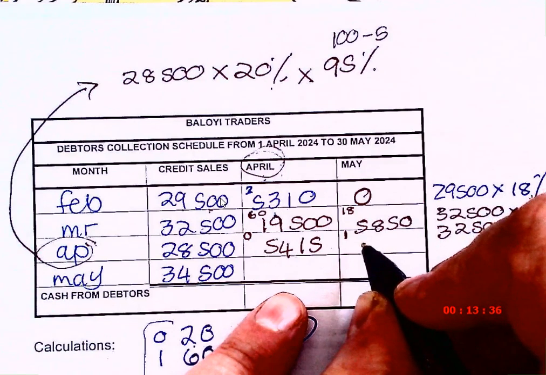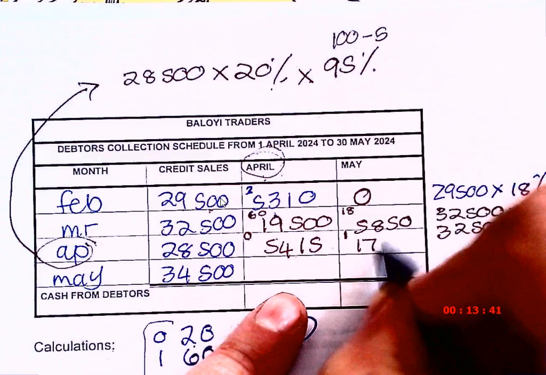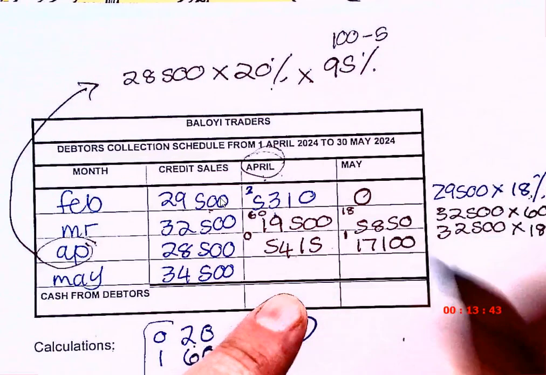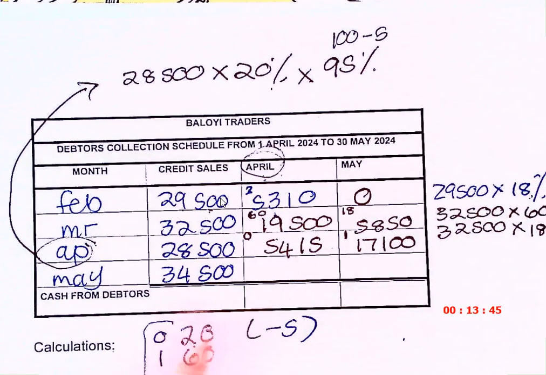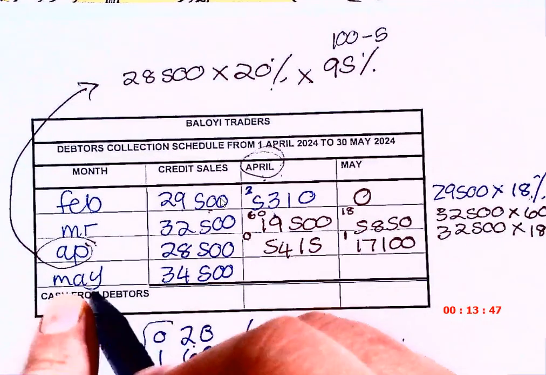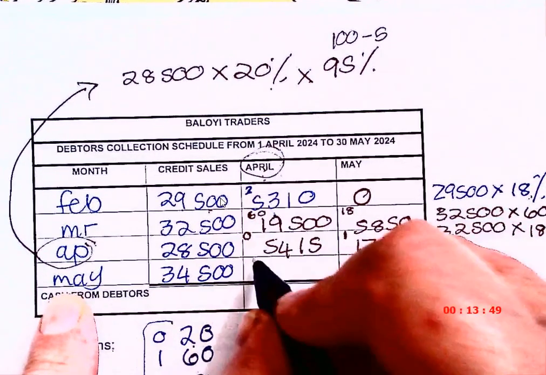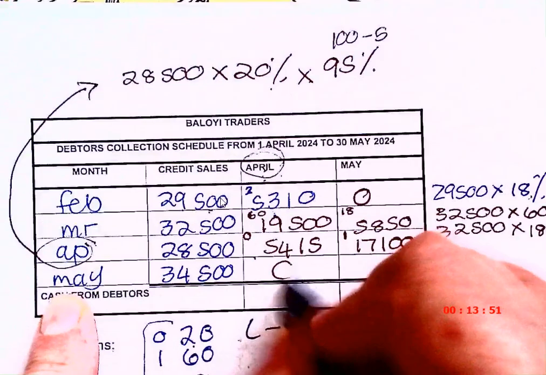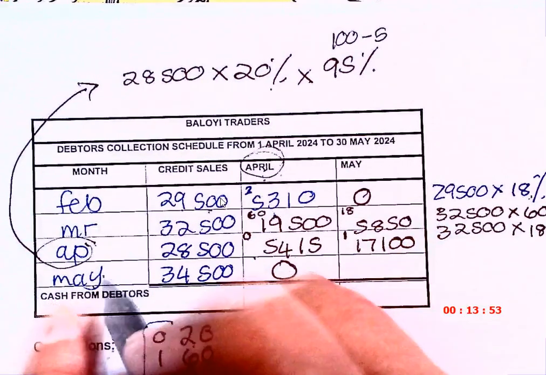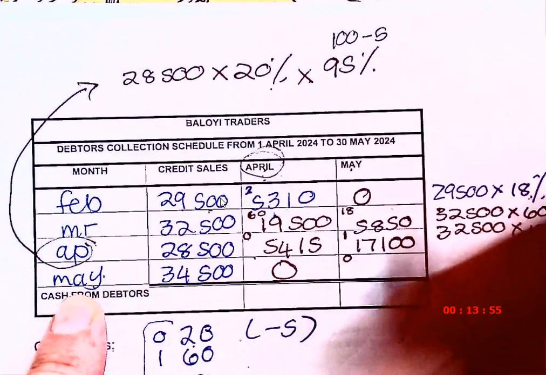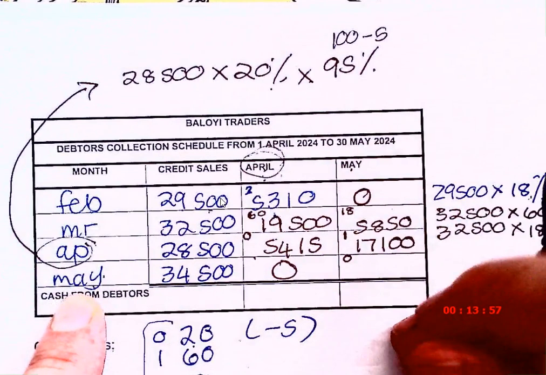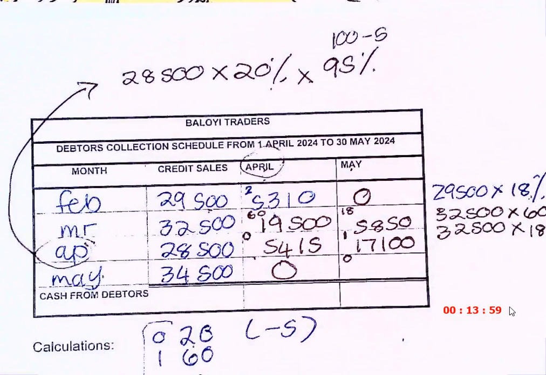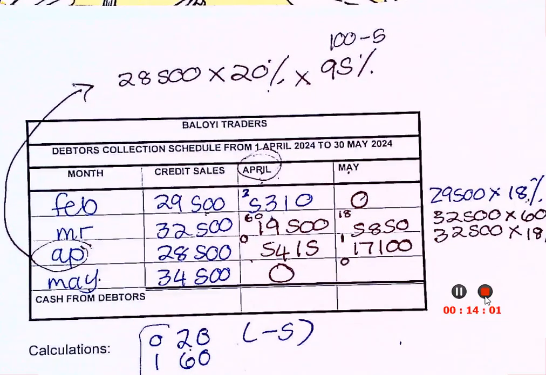Oh, it's very quiet now. 17,100. Now, can you see May? We can't receive anything in April, right? But May and May, can you see now 2 months the same, it's 0. I want you to try this. I know you are writing tomorrow, but just try it. It will take you 2 seconds.